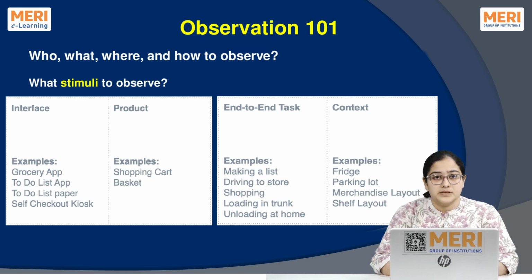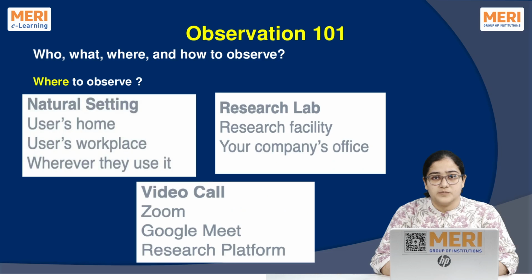For example, in a grocery store observation, researchers might study how users respond to product placement, promotional displays, or digital payment systems. By observing these stimuli, researchers can understand what attracts users' attention, what causes confusion, and what influences decision making. The next question is where the observation should take place.